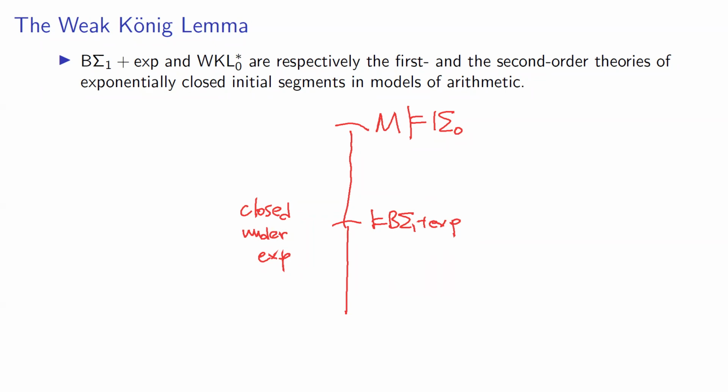And there is a second order counterpart of this. If we look at such an initial segment, naturally, this initial segment has a second order part that is given by the big model. If you look at all the subsets of the initial segment that are coded in the big model, that gives you a structure for second order arithmetic, and this always satisfies WKL0 star. And whenever you have a countable model of WKL0 star, then it's realized in this way. There's an exponentially closed cut that is the number universe of your model, and the second order part is precisely the coded subsets in the big model. So WKL0 star is precisely the second order theory of exponentially closed initial segments in models of IΣ0. This is one of the model theoretic meanings of WKL0 star.